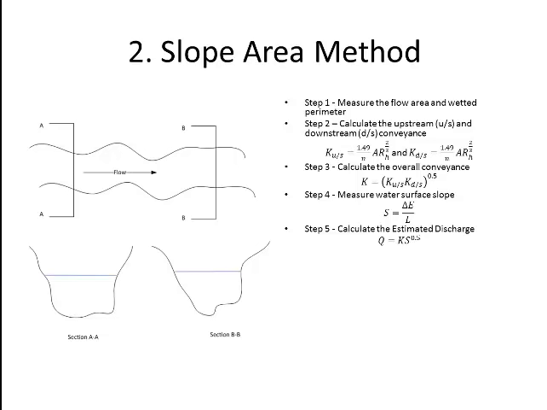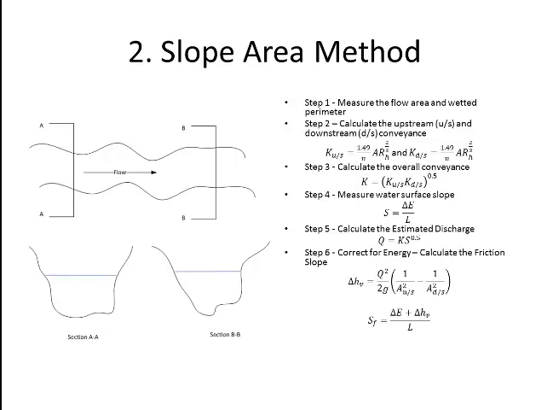This is the change in elevation between cross sections A and B at the water surface divided by the length. The fifth step is to estimate a discharge, where we take the conveyance coefficient and multiply it by the water surface slope. This equation should look very similar to you. It's the Manning's equation. But wait, there's a catch. The Manning's equation is not based on a water surface slope. It's based on a friction slope.